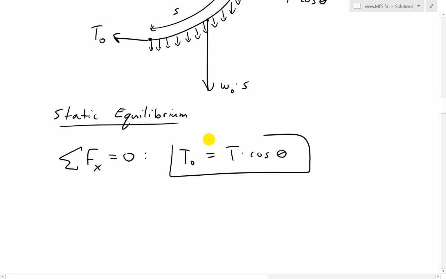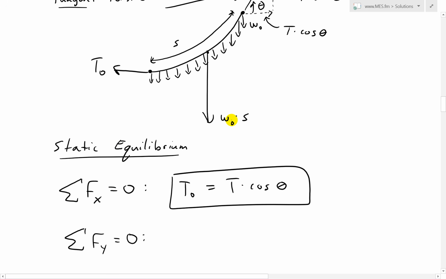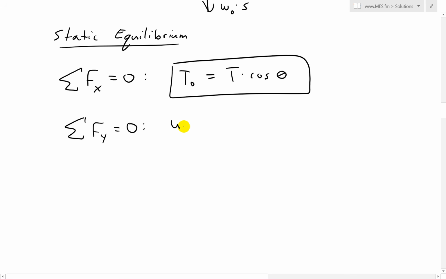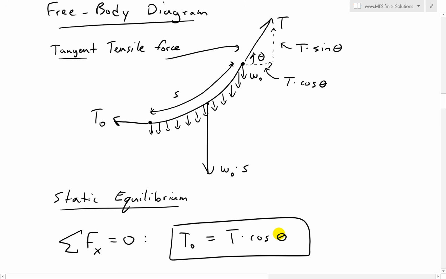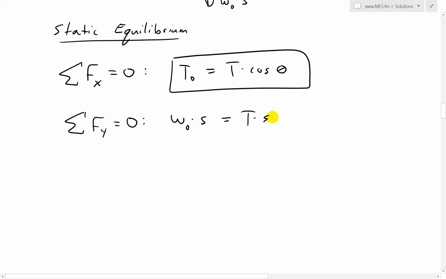So now we have this equation. Now we sum up in the vertical or the y direction, so it has to equal 0, so nothing's moving. So we get, well, the bottom part here, W0, or linear density, times S equals, it has to equal the other vertical force. That's the vertical component of this part there, T sine theta, like that.